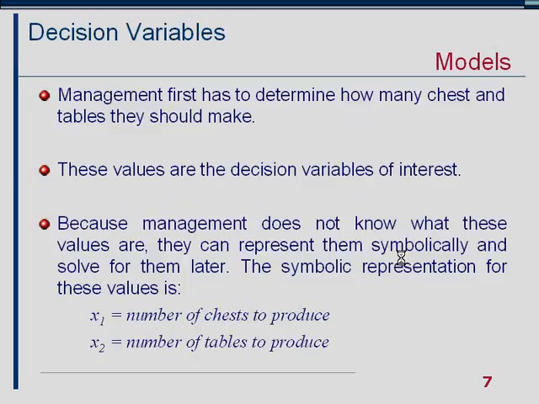Management first has to determine how many chests and tables they should make. These are what we refer to as the decision variables of interest. Because management does not know what these values are, they can represent them symbolically and solve for them later, much like you learned in your early algebra classes. If you don't know the answer to something, just specify it with a variable. In this case, we're going to specify these values with x1 and x2. These are our unknowns, the number of chests and the number of tables to produce.